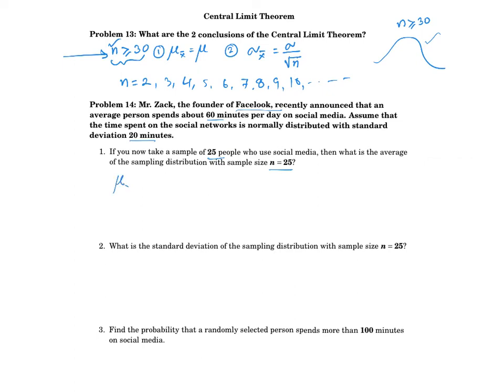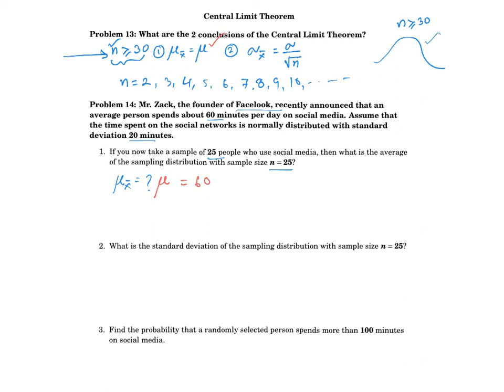So what they are asking, mu sub x bar is equal to what? From the first conclusion we know that mu sub x bar is equal to mu, which is given in the problem, 60 minutes.